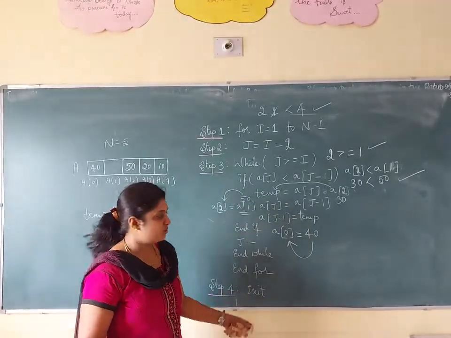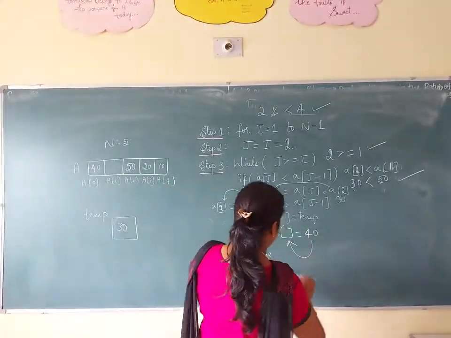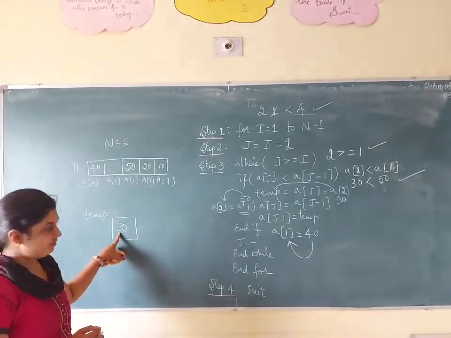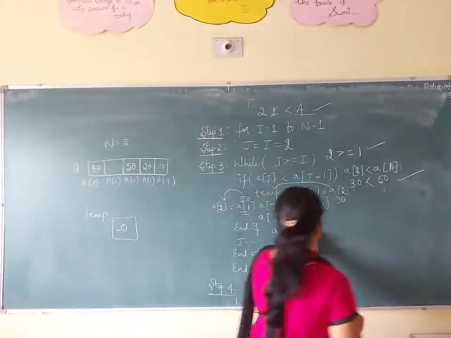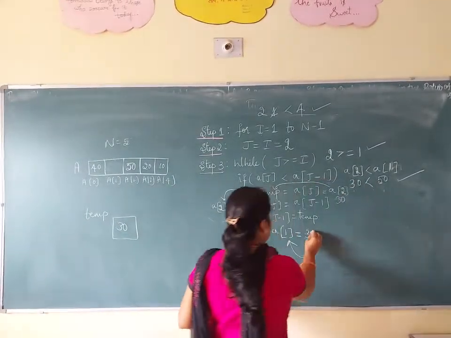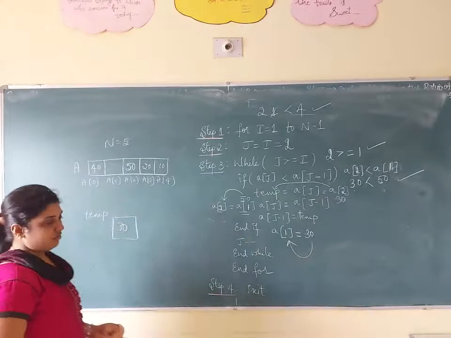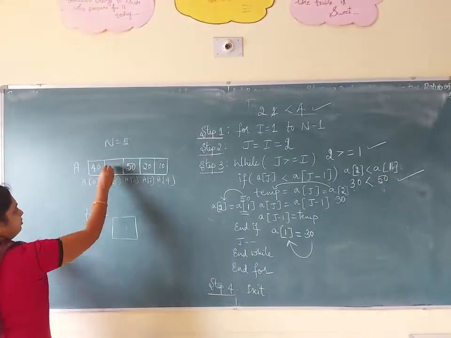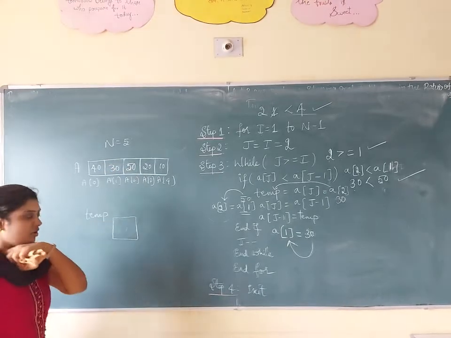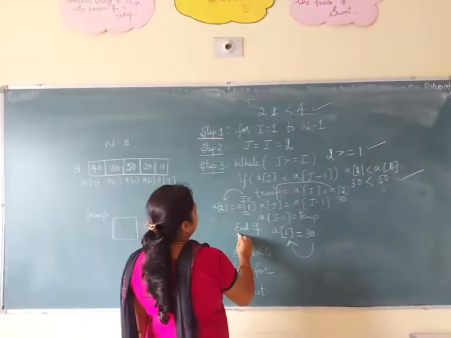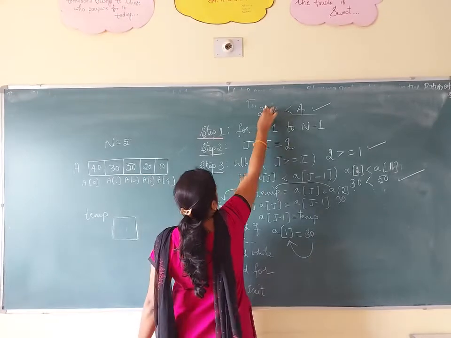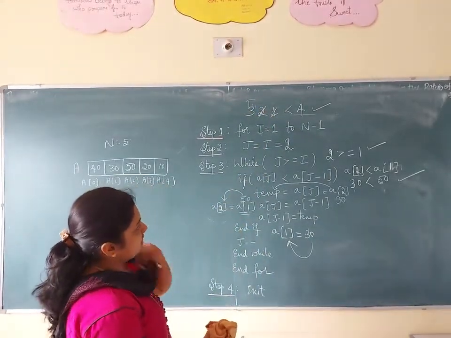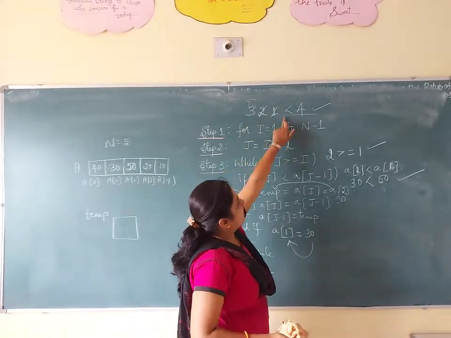It will go to the next statement, A of J minus 1. J value is 2, 2 minus 1 you will get 1, A of 1. Now in the temporary variable we have a value that is 30. That 30 will be assigned to A of 1 position. Okay, again it will come to the for loop. I value will be incremented from 2 to 3. Then 3 is less than 4.